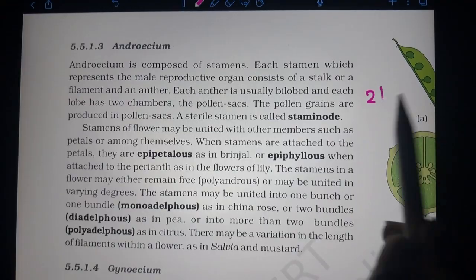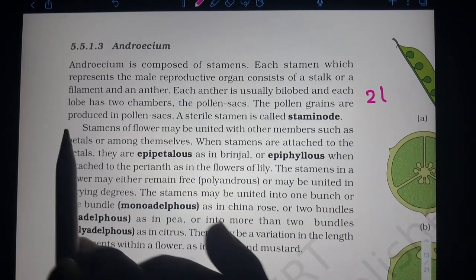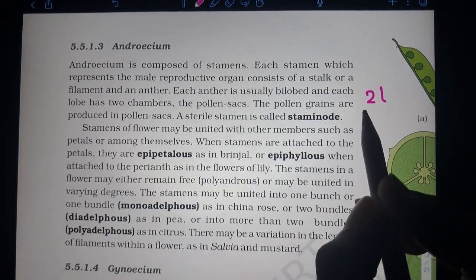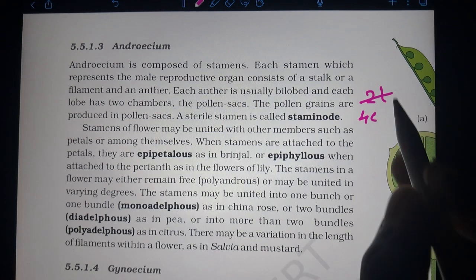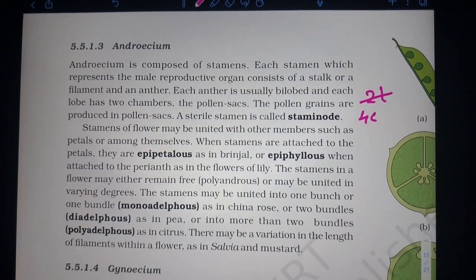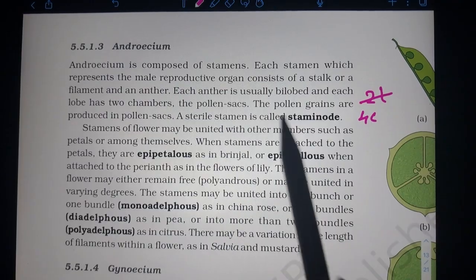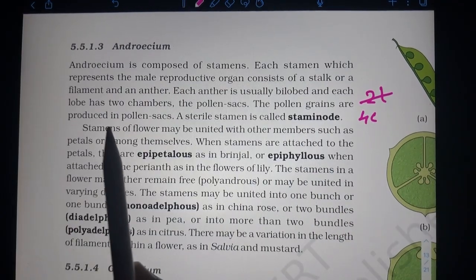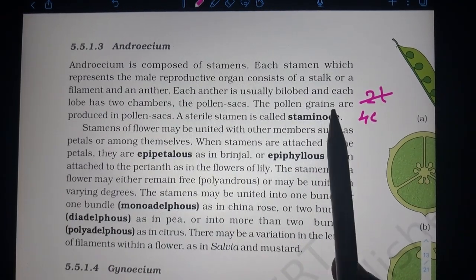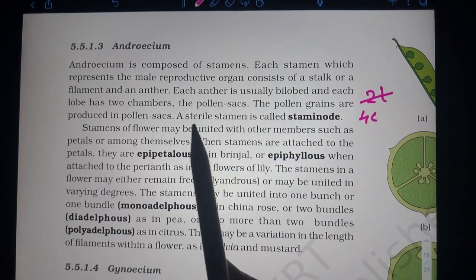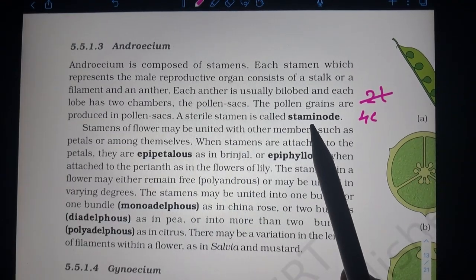two lobes, and each lobe is again having two chambers, so total four chambers, because two lobes, and each lobe is again divided into two chambers. The pollen grains are produced in the pollen sacs, and a sterile stamen is called staminode.